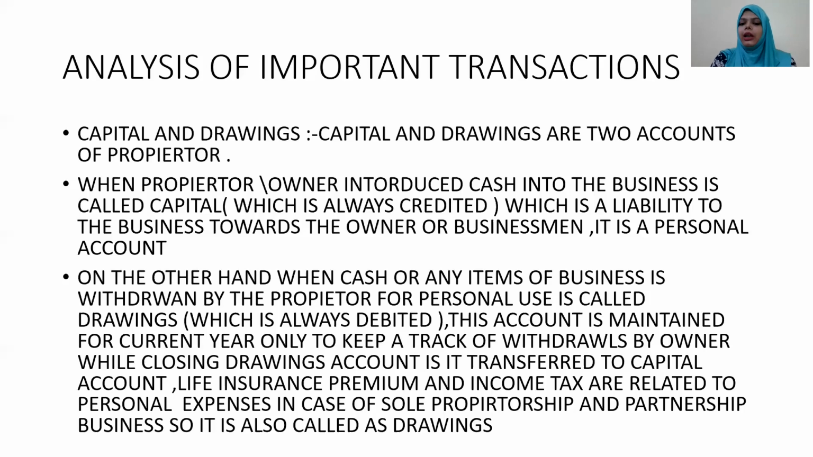The next is life insurance premium and income tax, which are related to personal expenses in the case of a sole proprietorship and partnership business. So they are also called drawings. Life insurance premium. What is life insurance? It means you pay an insurance premium for yourself. If you die, you have a nominee. You pay a certain amount to a company like LIC. We have Axis Bank life insurance. There are many life insurance companies, and obviously you have come across one or two.